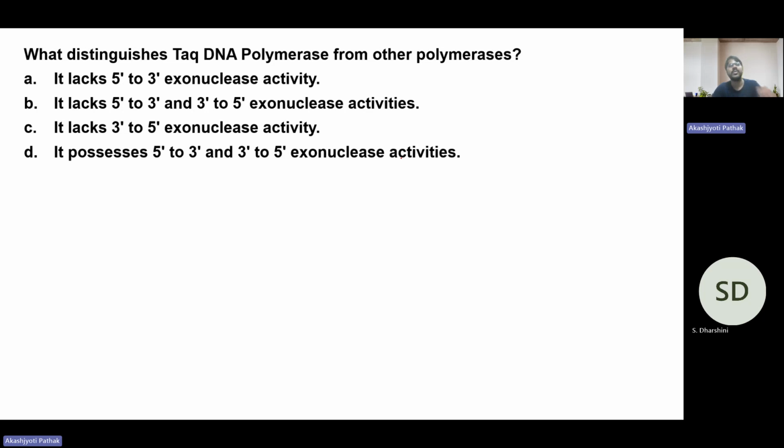Okay. So what distinguishes Taq polymerase from other polymerases? It lacks 5' to 3' exonuclease activity. This is wrong. It lacks 3' to 5' exonuclease activity. It lacks the proofreading activity. The 5' to 3' exonuclease activity is required for digesting the RNA primers, and this 3' to 5' is required for proofreading. Okay, so answer is C.